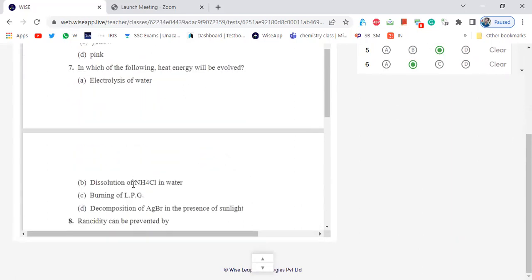In which of the following will heat energy be released? That means an exothermic process. So, burning of LPG, combustion. I think I have given this example. Yes, the combustion process. NH4Cl in water is an endothermic process. Yes, sir. Okay. So which of the following is an exothermic process? That is the burning of LPG.